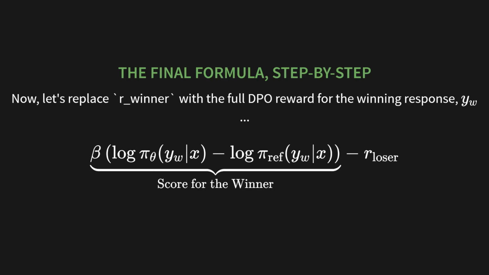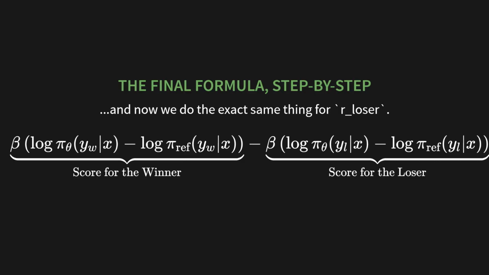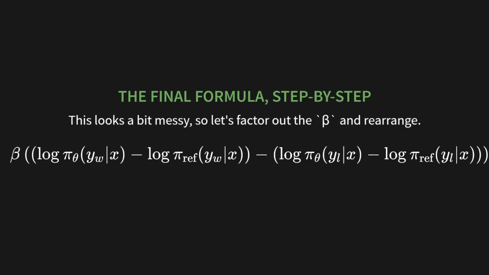And now we do the exact same thing for our sub loser. It's perfectly symmetrical. We replace our sub loser with beta times the log probability of the policy for the loser minus the log probability of the reference for the loser. Okay, this looks a bit messy, so let's just factor out the beta and rearrange things a little. This gives us beta times the difference for the winner minus the difference for the loser. Much cleaner. We're almost there.